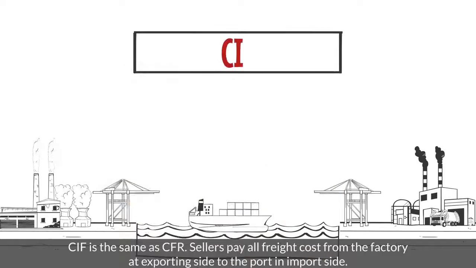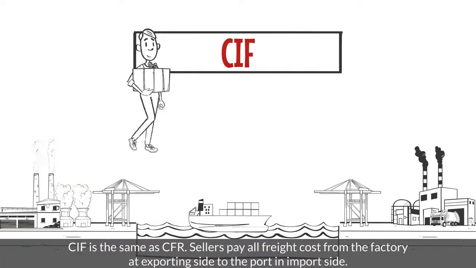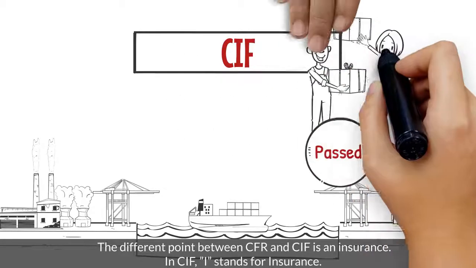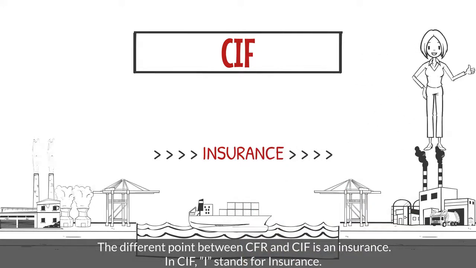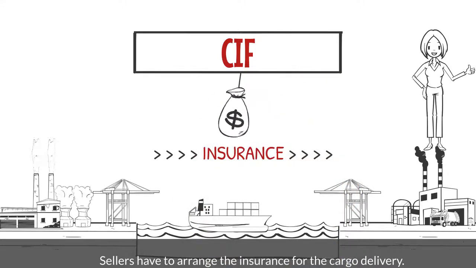CIF is the same as CFR. Sellers pay all freight cost from the factory at the exporting side to the port on the import side. The different point between CFR and CIF is insurance. In CIF, I stands for insurance. Sellers have to arrange the insurance for the cargo delivery.